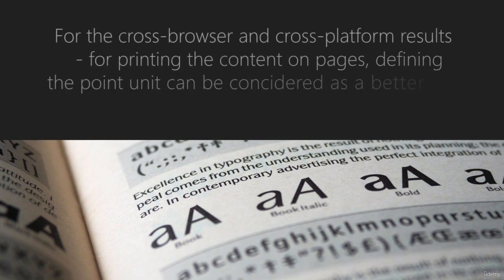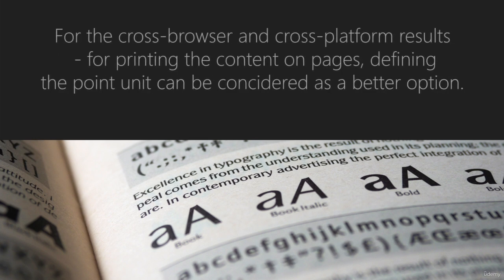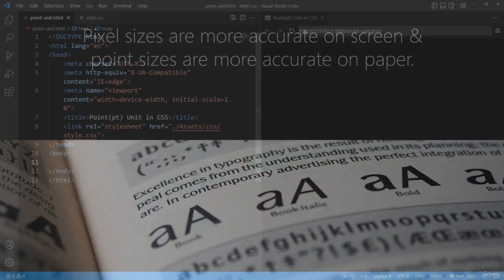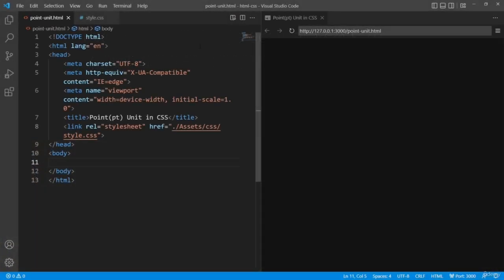For the best cross-browser and cross-platform results for printing the content on pages, defining the point unit can be considered a better option. Considering the accuracy with pixels, point sizes are more accurate on paper rather than displaying the content on the screen. So let's implement this unit practically.